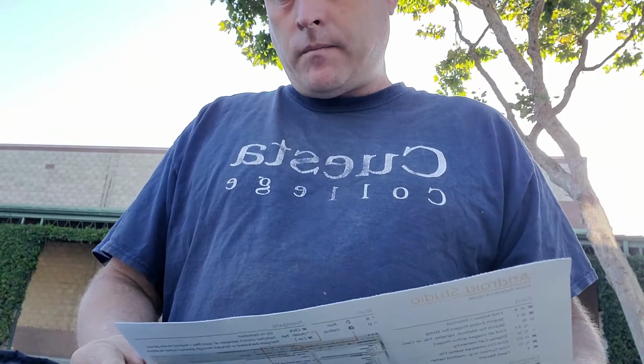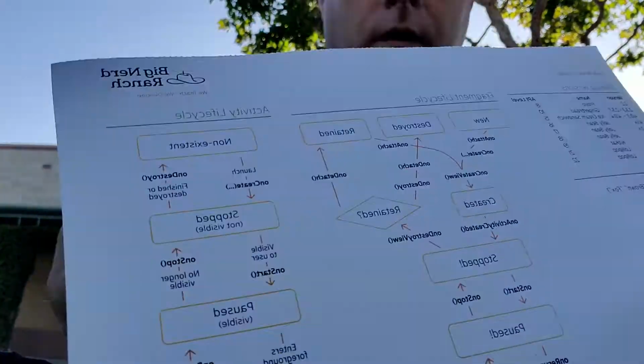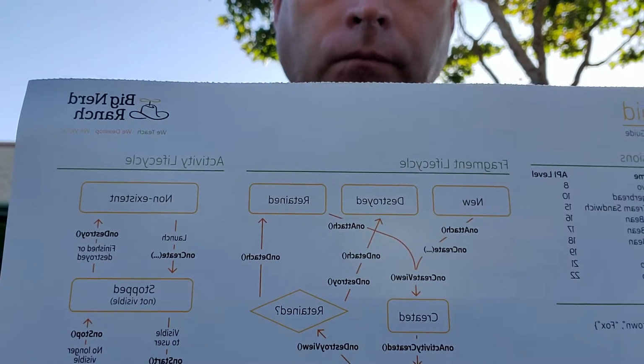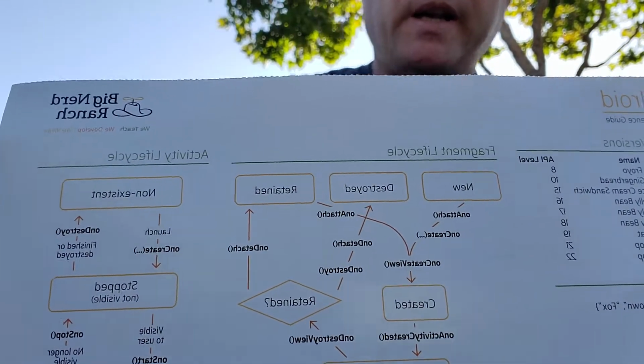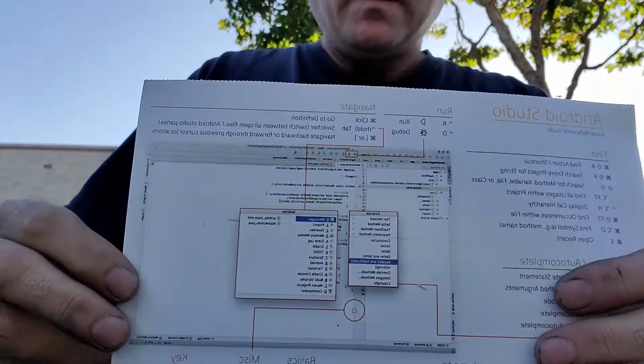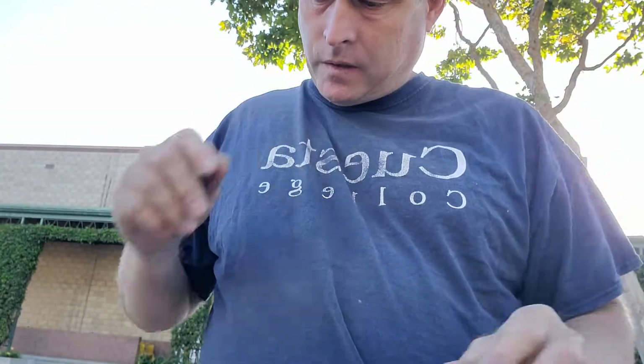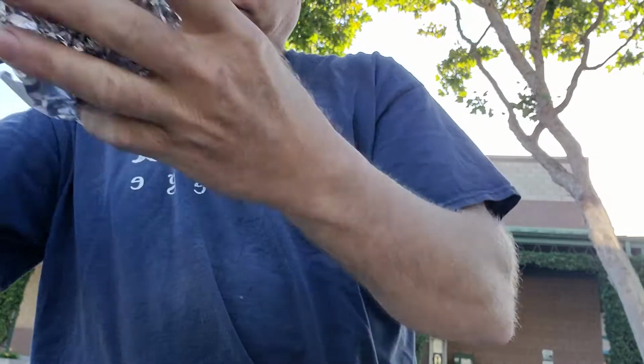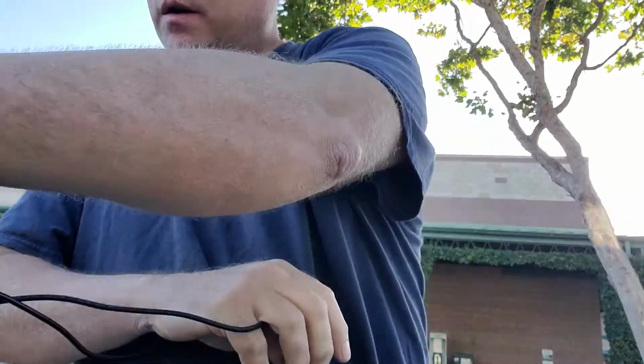Got the groceries for lunch though. Got the visual reference guide. This is going to come in handy for Android Studio. It's got some shortcut commands. Got my bologna sandwich.